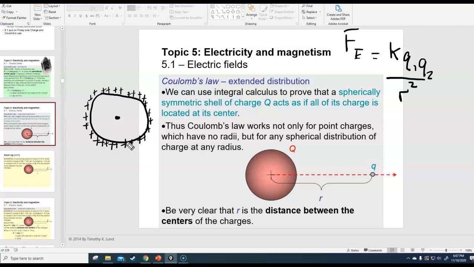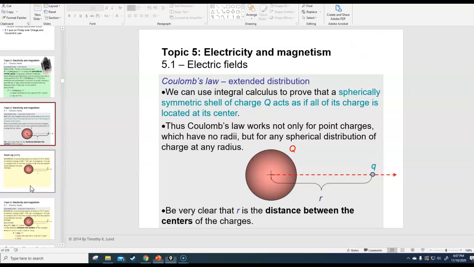Again, for reasons we're not going to get into, if you have a sphere with charge along the outside, you can treat it as though all the charge is located at the center. Even if there's not any actual charge located at the center of the sphere, mathematically you get the correct answer if you assume that. So it's important that you remember that R is the distance from center to center. Just to show you a quick example of that.